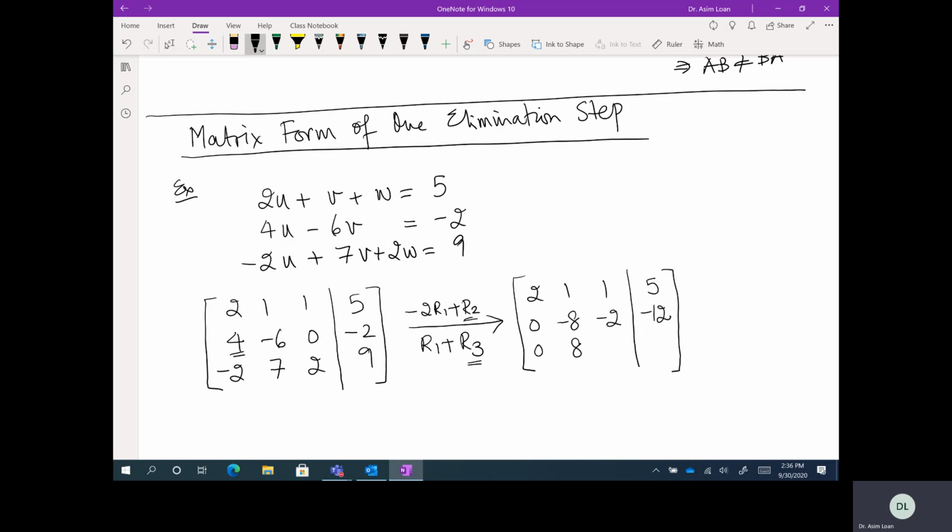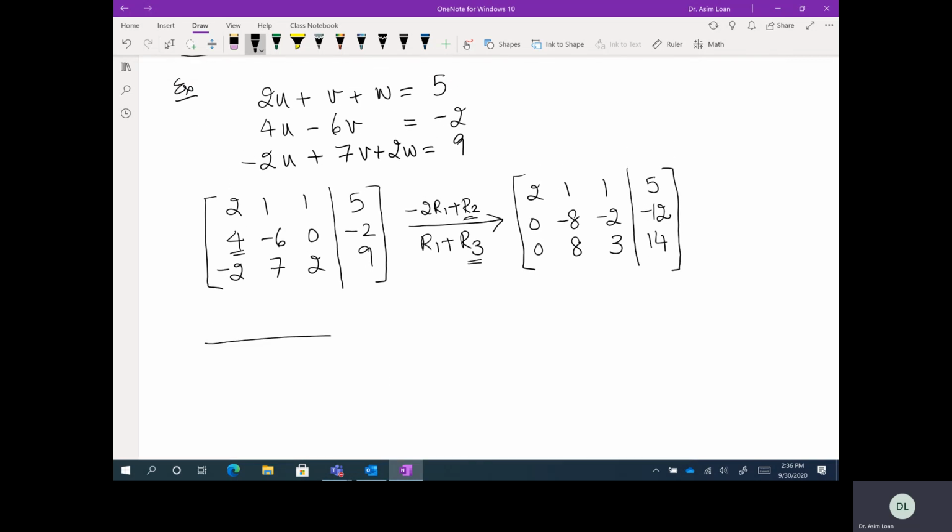1 plus 7, 8, 1 plus 2, 3, 5 plus 9, 14. And then what we did was we said do row 2 plus row 3. So again, row 3 is now replaced, and we have 2, 1, 1, 5, 0 minus 8 minus 2 minus 12, 0, 0, 1, and this is 2.